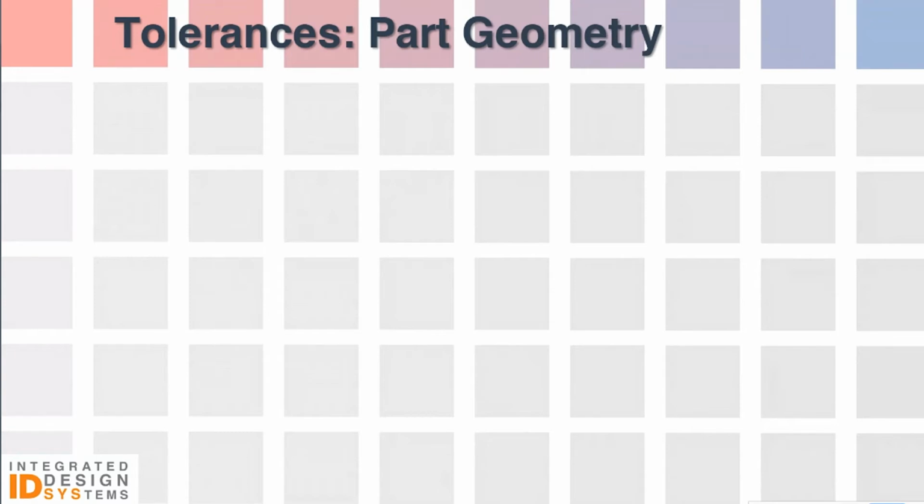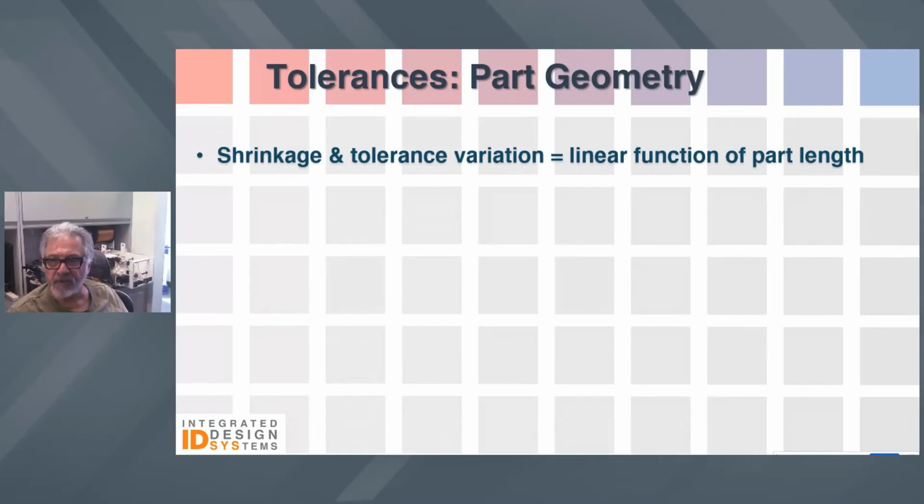In addition to processing parameters, you've got part geometry. And this is where you, as an engineer or designer, have to be aware of the fact that part tolerances are a function of part size and part length. The longer the part, the larger the part, the greater the tolerance you have to allow in your design to have that part comply with your specifications.